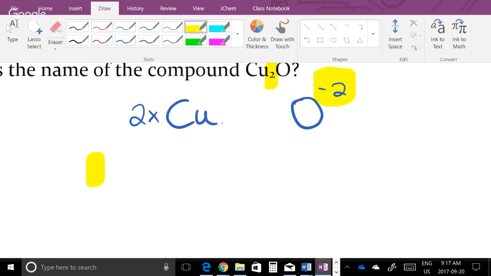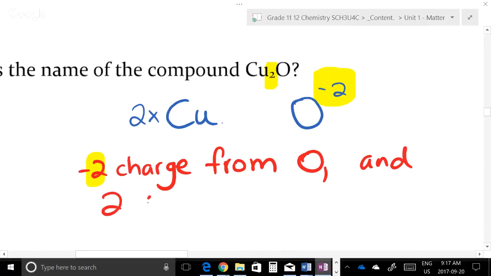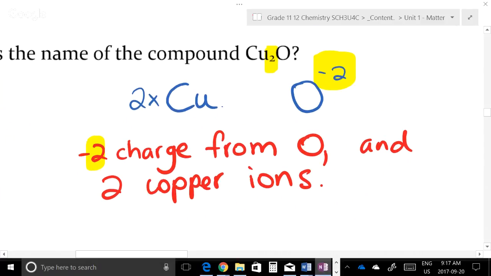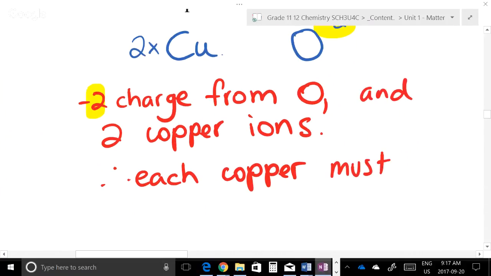Does that make sense? We have -2 charge overall from the oxygen and 2 copper ions. Therefore, each copper ion must have what charge? Well, the nice thing with these questions is there's only 2 possible answers, right? It's either copper 1 or copper 2, right? So, first of all, you can just guess, and you got a 50-50 chance. That's not bad, if only life worked that well all the time.